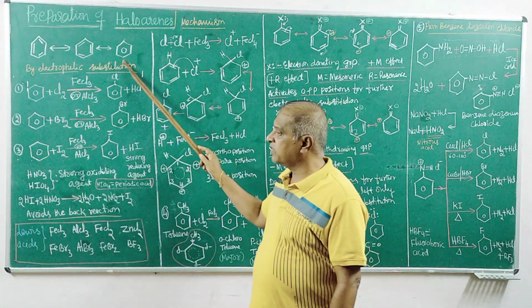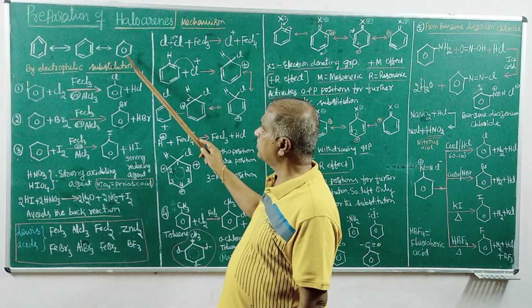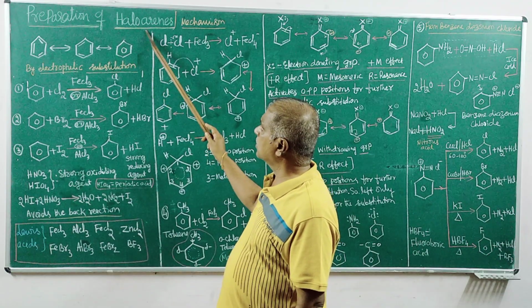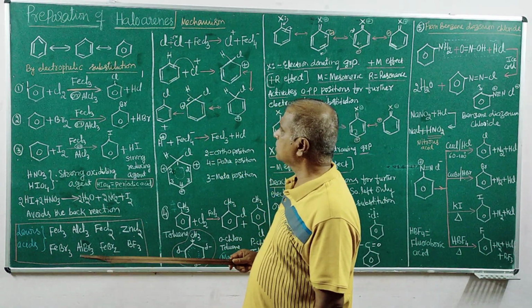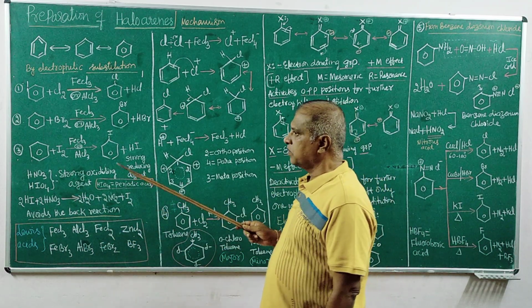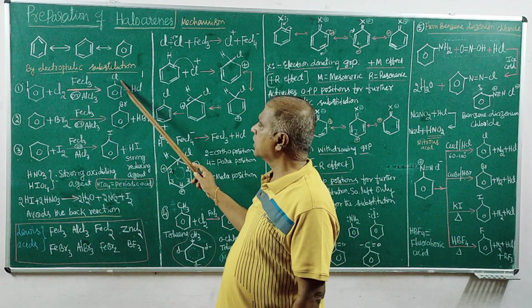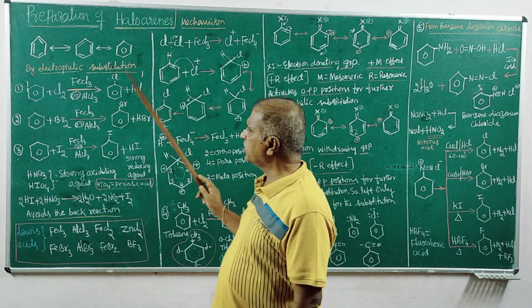So with this brief introduction about benzene, let us move on to the preparation of haloarenes. The preparation may give a chloro derivative like this, from benzene.